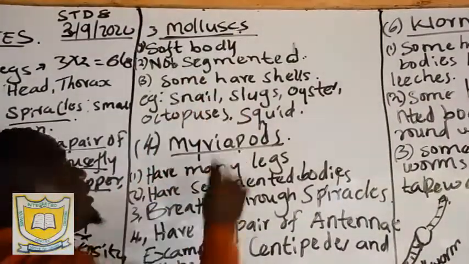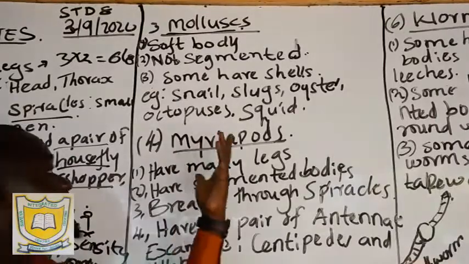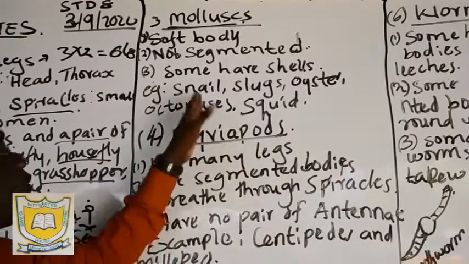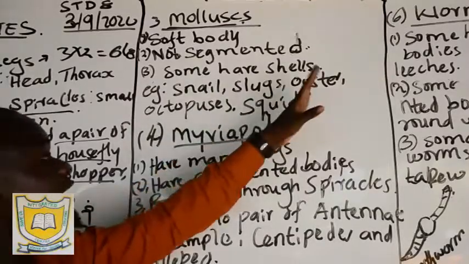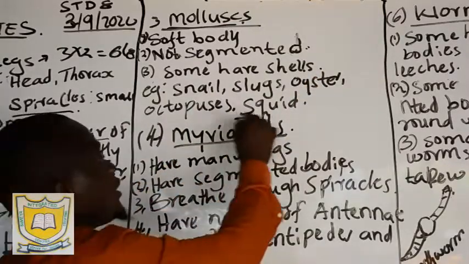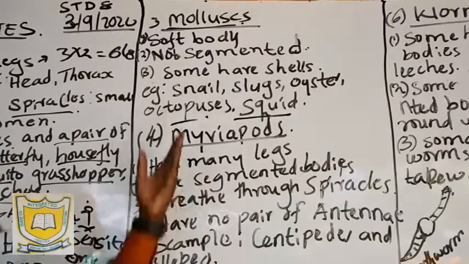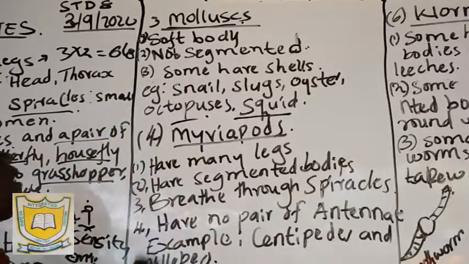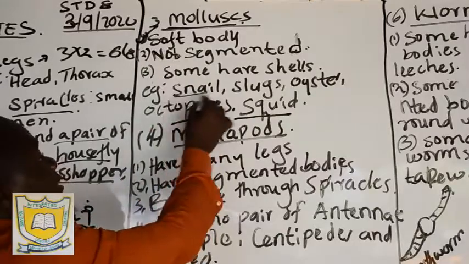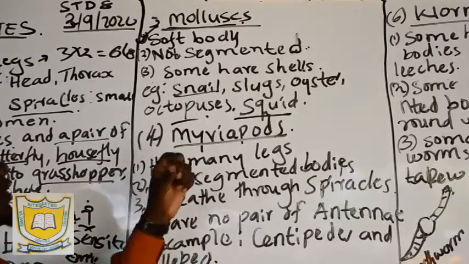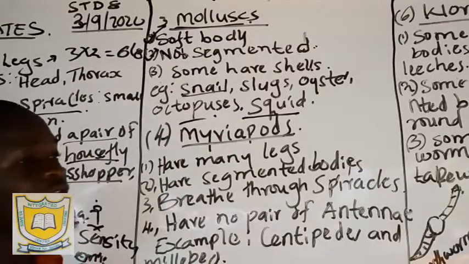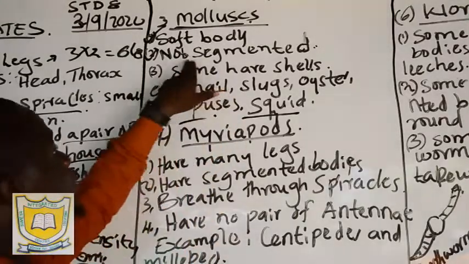When you talk about mollusks, the examples of mollusks are the snail, the slug, the oyster, and the squid. Now, what are the characteristics of these snails, slugs, and the squid? Number 1, we say they have a soft body. When you take a snail and touch it, it has a very soft body. Then number 2, we say they do not have segments, or they are not segmented.